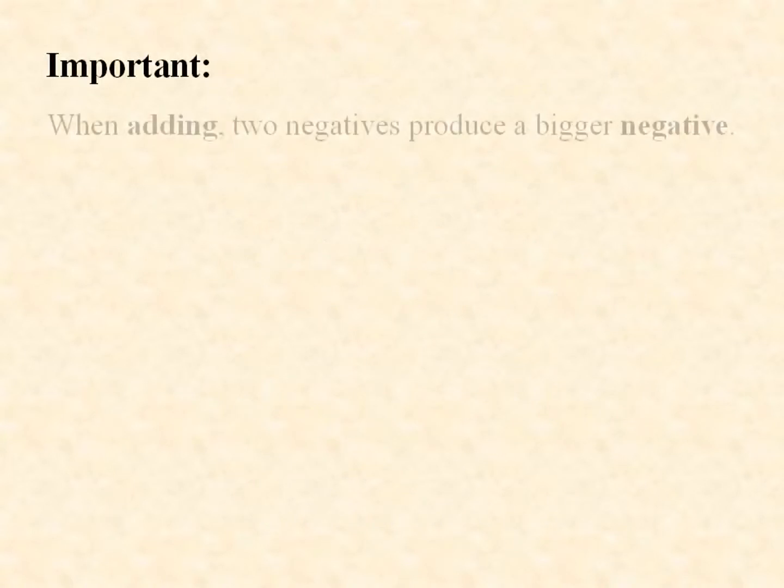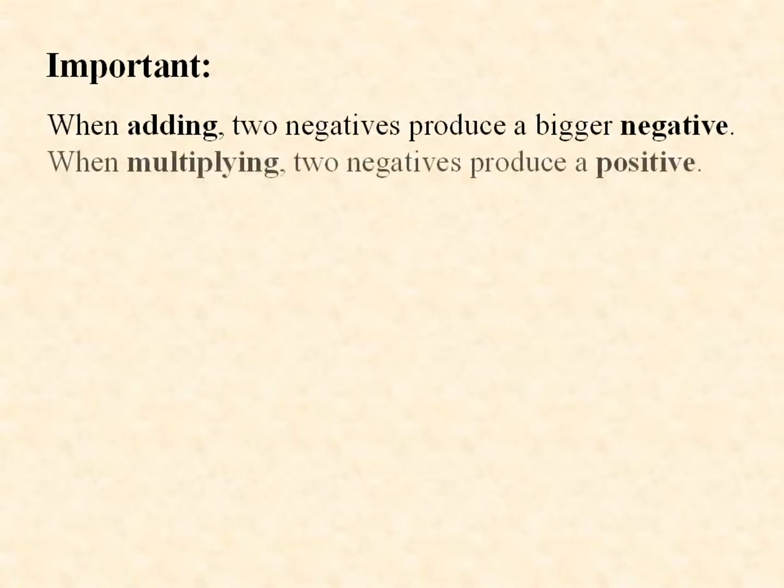An important observation: when adding, two negatives produce a bigger negative. When multiplying, two negatives produce a positive. For example, -5 plus -3 is -8, whereas -5 times -3 is +15.